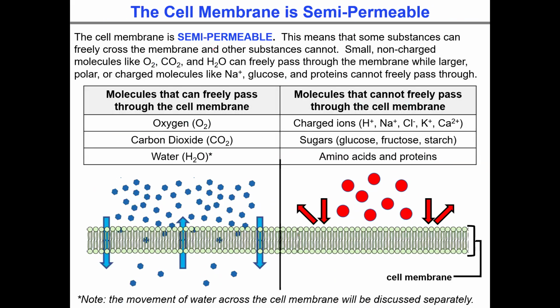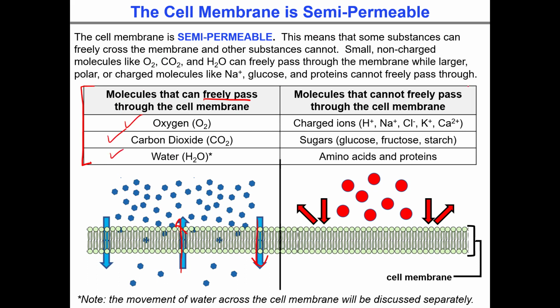So again, the cell membrane is something known as semi-permeable, meaning that it's allowing some things in and some things out. Some molecules can freely pass through without any issue. They can come and go as they please. Some of those things are going to be oxygen, carbon dioxide, and water.